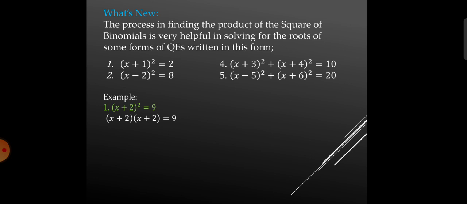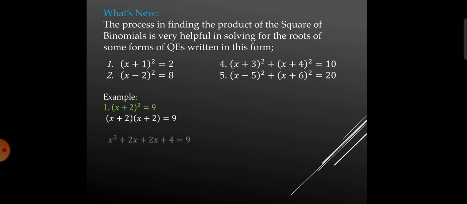So, example number 1, the square of x plus 2 equal to 9. So, since the exponent is 2 man, the square of x plus 2, so duha ka x plus 2. X plus 2, x plus 2 equal to 9. Then, next, proceed with FOIL method.